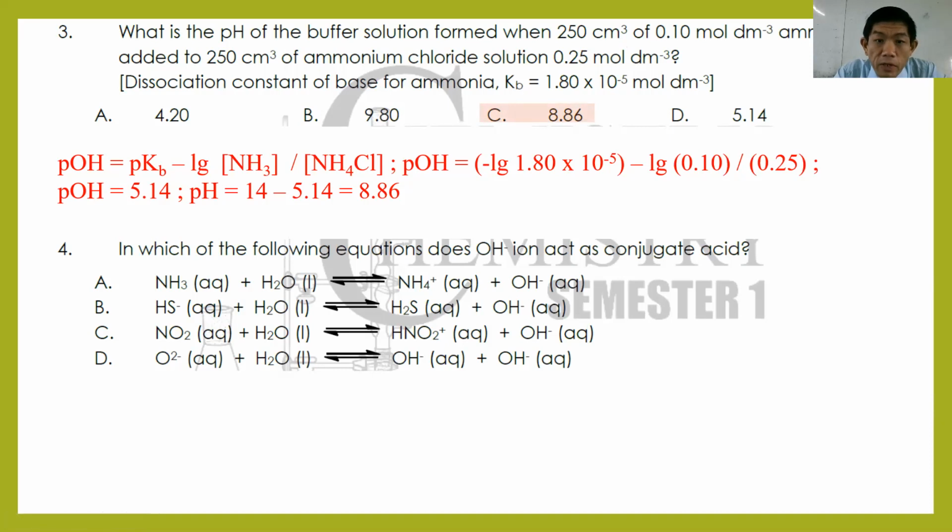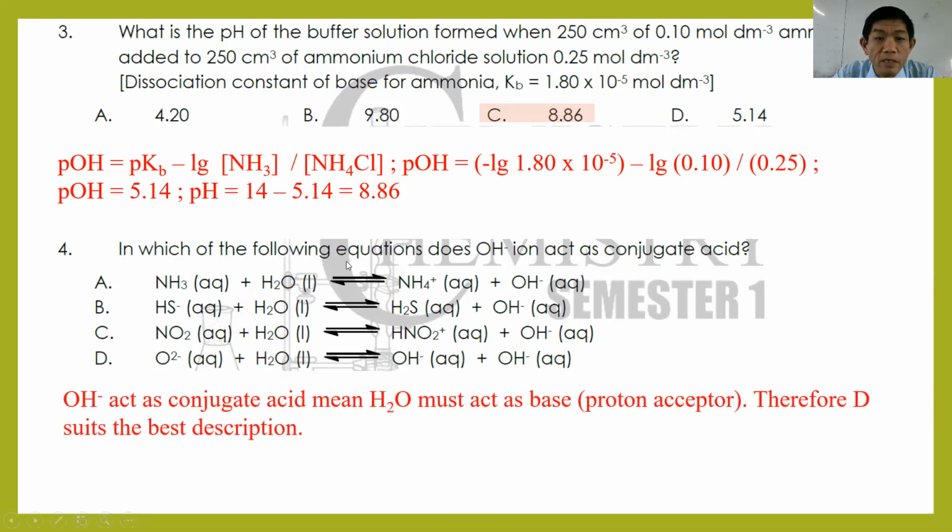Number 4, in which of the following equations does OH− act as a conjugate acid? So in here, conjugate acid comes from a Bronsted-Lowry base. So in here, water must act as a base. So NH3 acts as a base, H2O acts as a Bronsted-Lowry acid. So A is not the answer. HS− is also a base because you become H2S. So you accept proton. So therefore, H2O in here is acid. NO2− to become HNO2, we can see in here, NO2− accepts proton, so it becomes HNO2. Therefore, H2O here acts as acid.